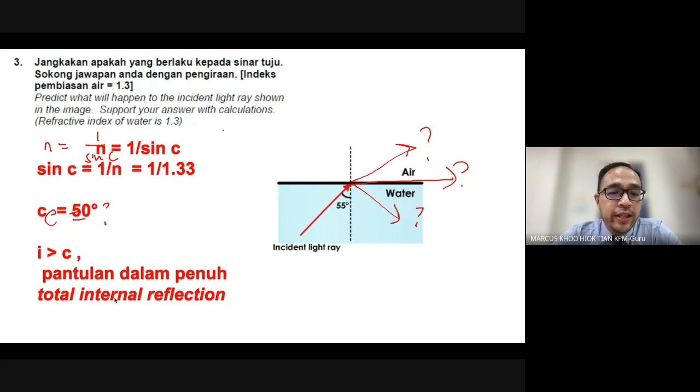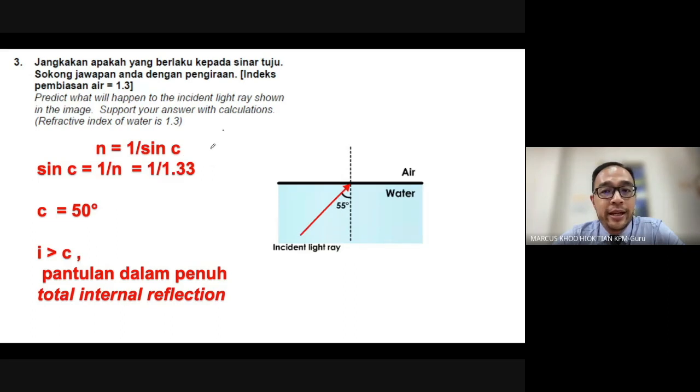Okay, Jen over here says that it's 50.28, which is fine. But basically the critical angle is smaller than the incident angle. Sorry, the incident angle is bigger than the critical angle. So bigger than the critical angle means what? It's going to reflect. Okay, that's all you need to know.